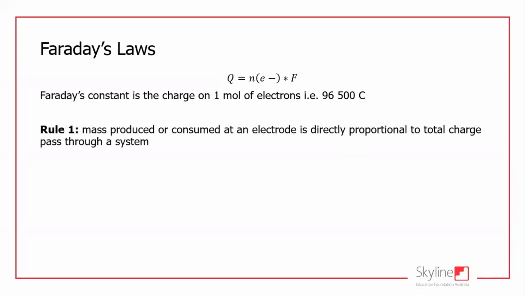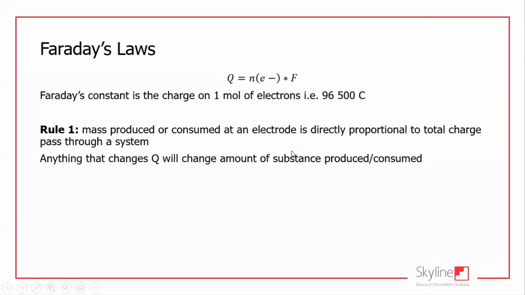Pretty simple. Our first rule is that the mass produced or consumed at an electrode is directly proportional to the total charge that passes through the system. So anything that changes charge will change the amount of substance produced or consumed. If we change the number of electrons going through, we're going to change the charge, which changes how much mass we're producing or consuming, which makes sense because electrons are essentially related to electricity.